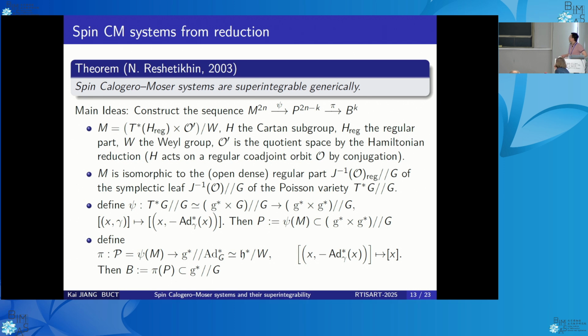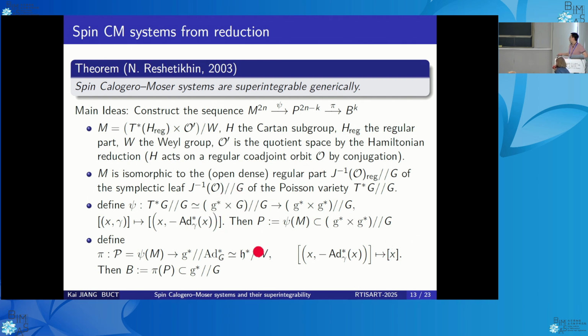We should know that the second part is to prove that M is isomorphic to an open dense regular part. We see that as similar to the classical Calogero-Moser system. This is the reduced space. This is the phase space, and Rustikin proved that this one and this one are isomorphic. Then we define some psi, just like this one. This is the momentum. This is just the projection of the Poisson bracket from G star times G star, and this pi is just the classical projection to the first component.